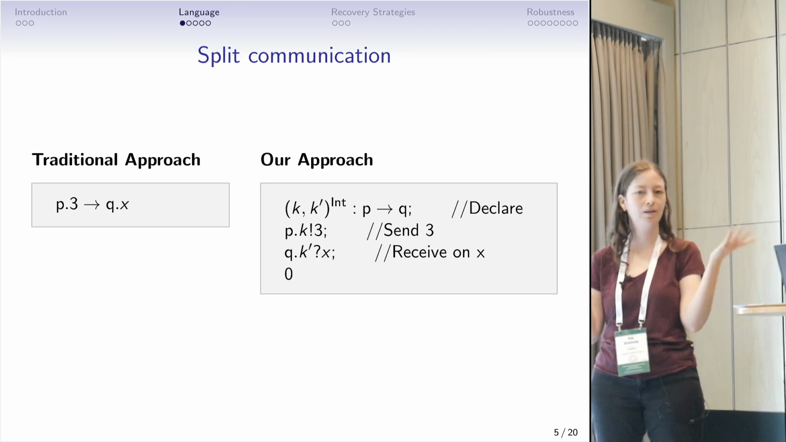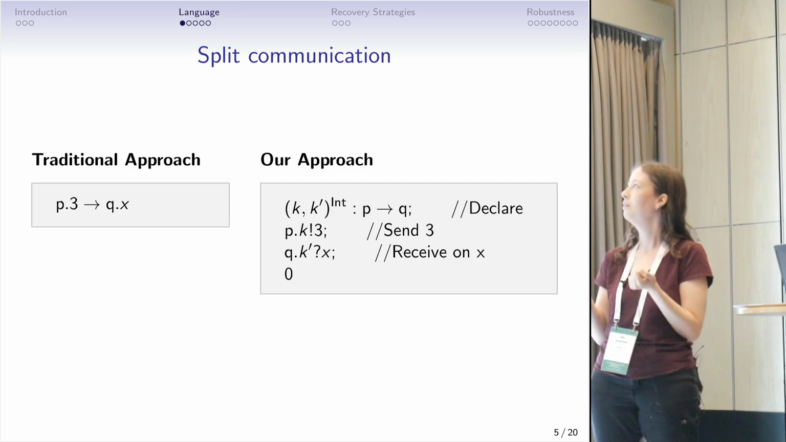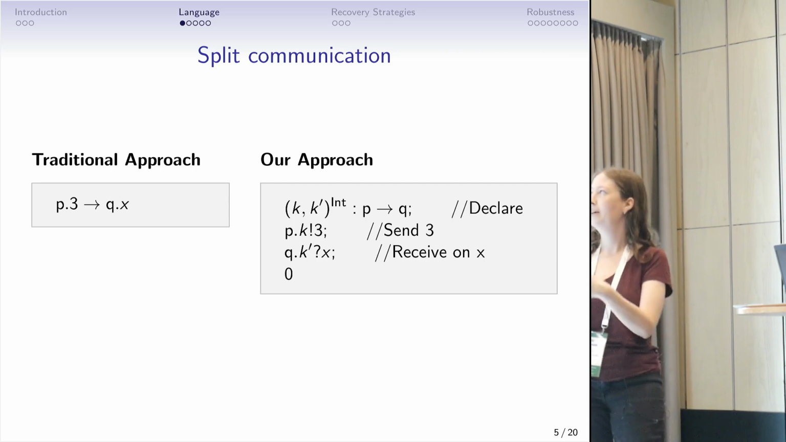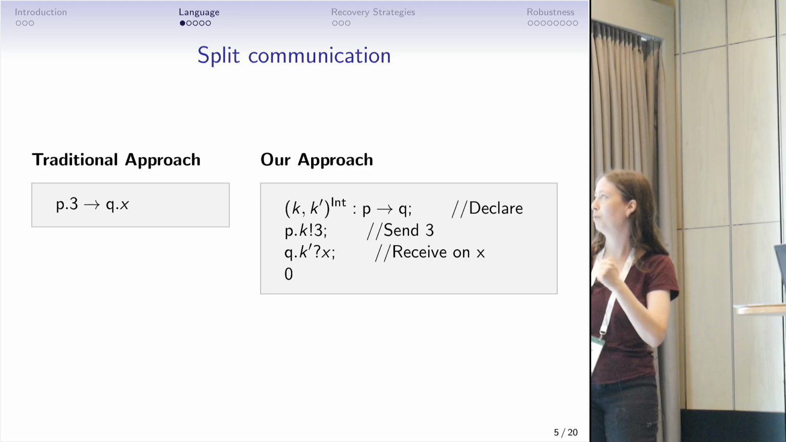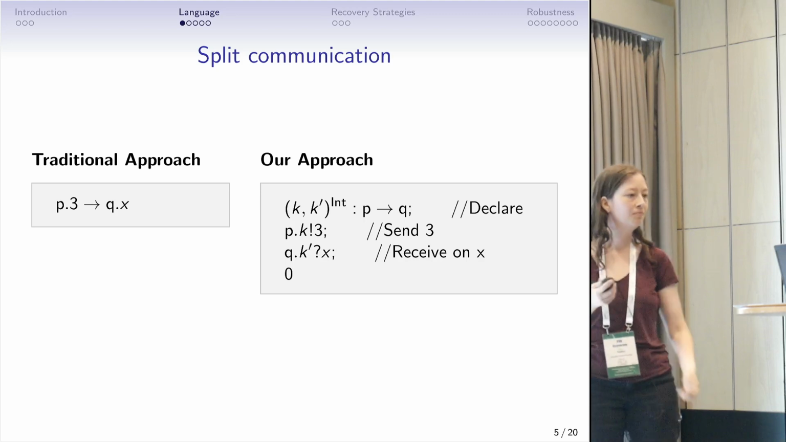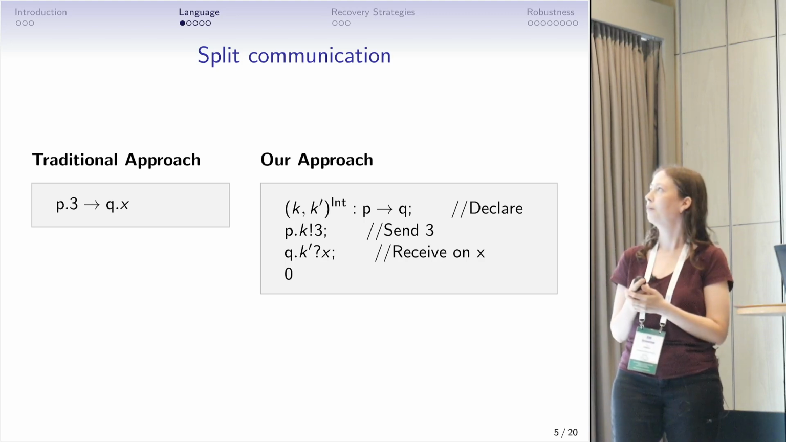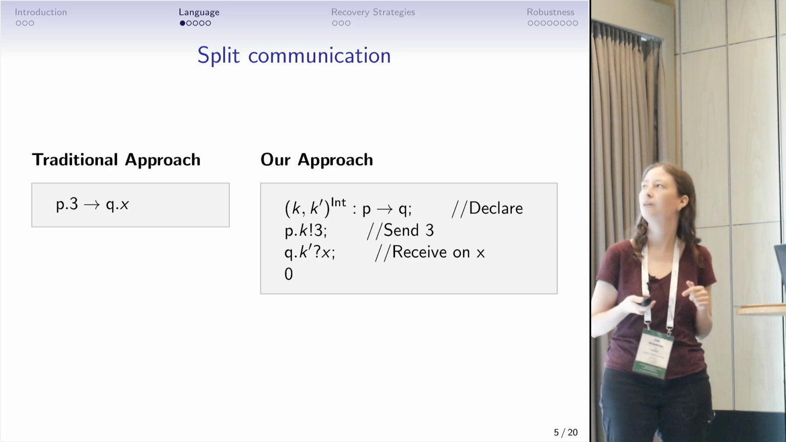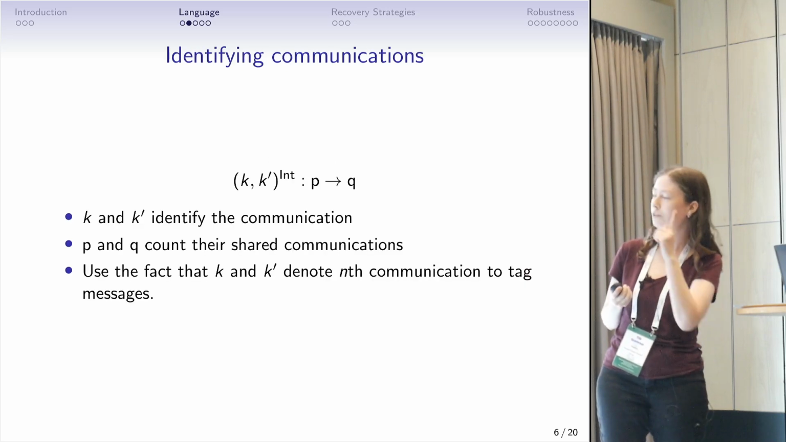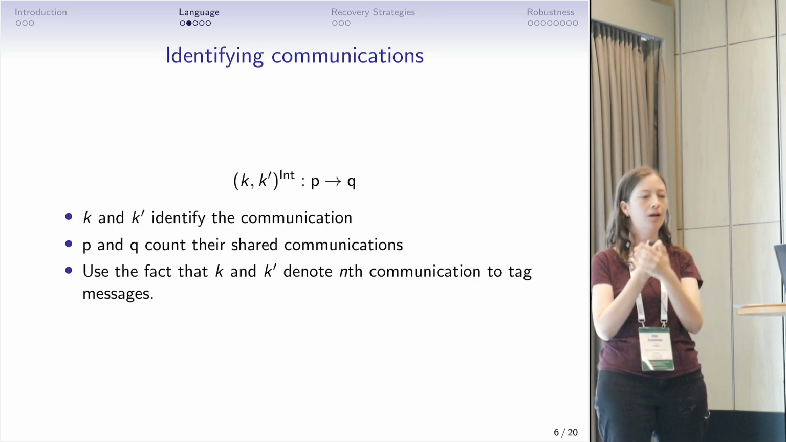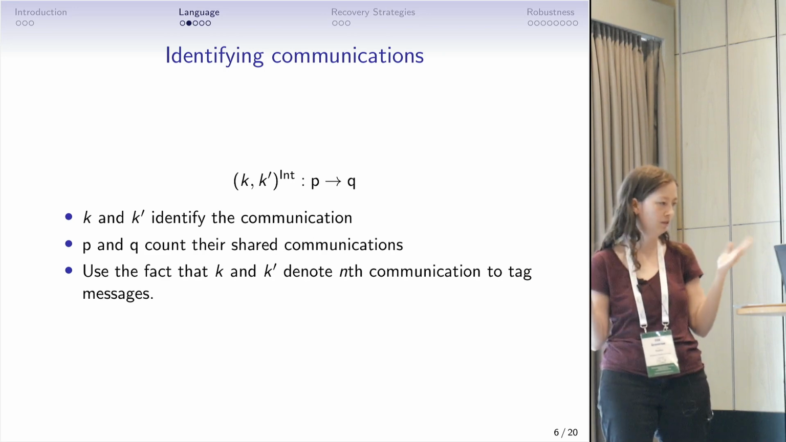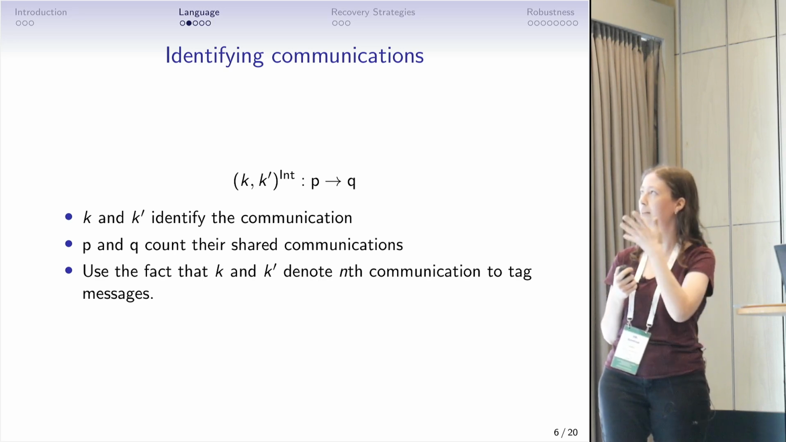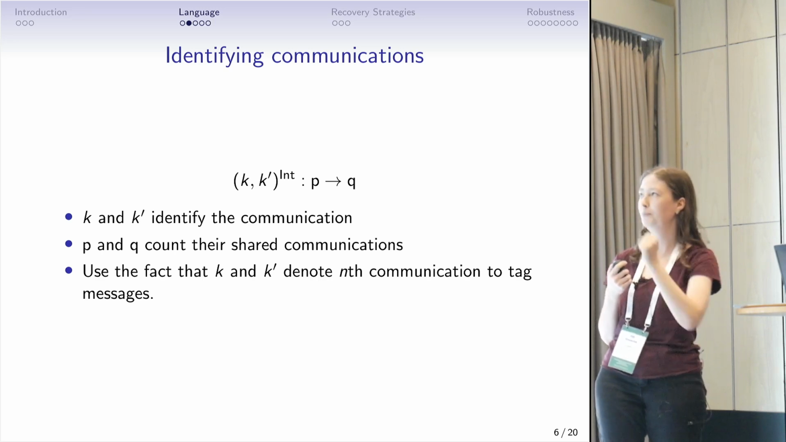Once we've declared a communication, we implement it. First by writing that P sends 3 on K, and then Q receives something on K prime and tries to store it in X. I'm going to go through the semantics of this in a minute. First, I'm just going to talk about what K and K prime are, because these are the interesting parts of our syntax. K and K prime identify the communication at P and Q respectively.